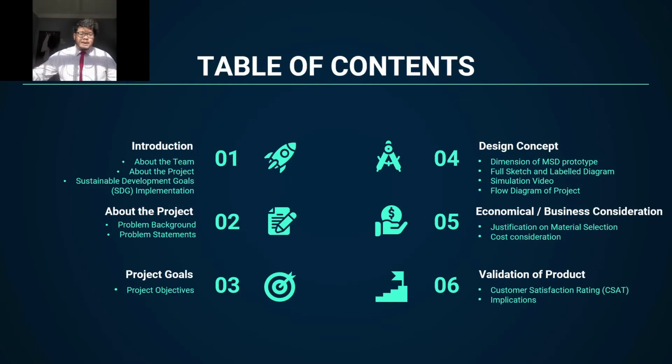Okay, doctor, as you can see, the table of contents, there are six main points that we are going to talk about today. First is about introduction of the project. Second is about the project. And the third point is project goals. And fourth, the design concept of this project. Fifth, the economical and business consideration. And lastly, the validation of product.